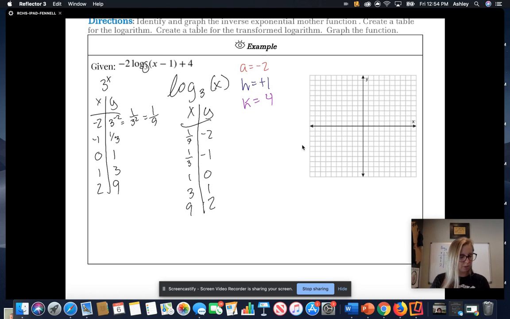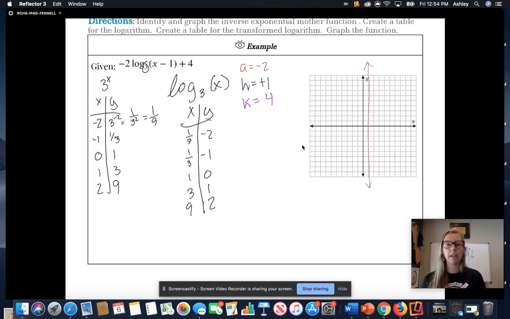So the first thing I want to do is redraw my new vertical asymptote. So h has shifted 1 to the right. So my asymptote has shifted 1 to the right. So there is my new vertical asymptote for my transformed logarithmic function.